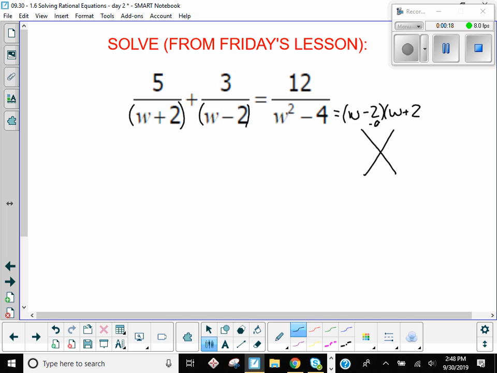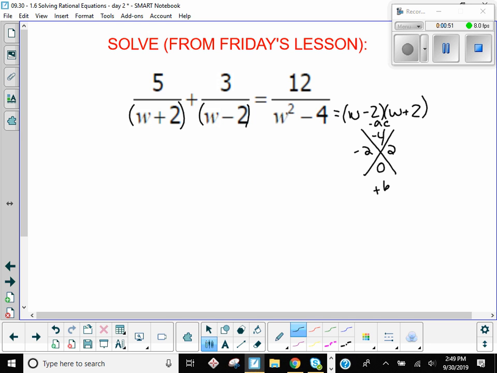What multiplies to AC and adds to B? Well, what is A here? What is the A value? 1. And what is the C value? Okay, what is 1 times negative 4? Negative 4. What's the B value there? 0. What multiplies to negative 4 and adds to 0? Negative 2, positive 2.